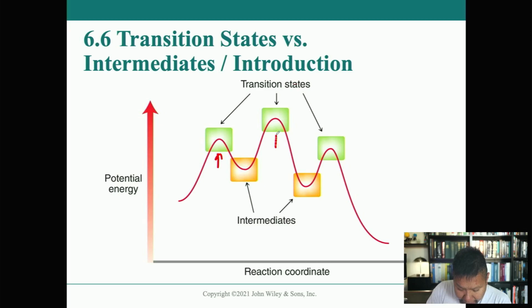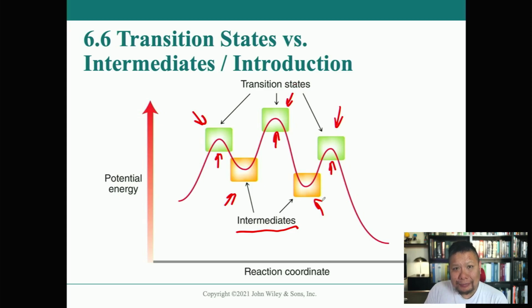Everything in green here is known as a transition state, and everything in orange is known as an intermediate. Notice that transition states are higher energy than intermediates are. So what do you think is more fleeting, just from that? Well, obviously it's going to be the one with higher energy, because molecules don't want to stay at higher energy. So the transition state is going to be more fleeting, whereas intermediates are going to hang around a little longer. That has a lot of implications, and we'll see those in the coming slides.